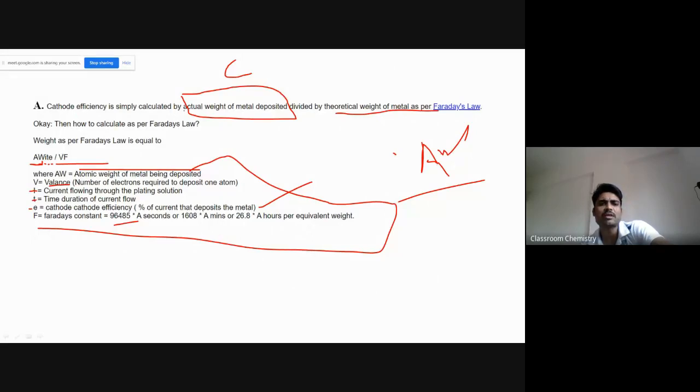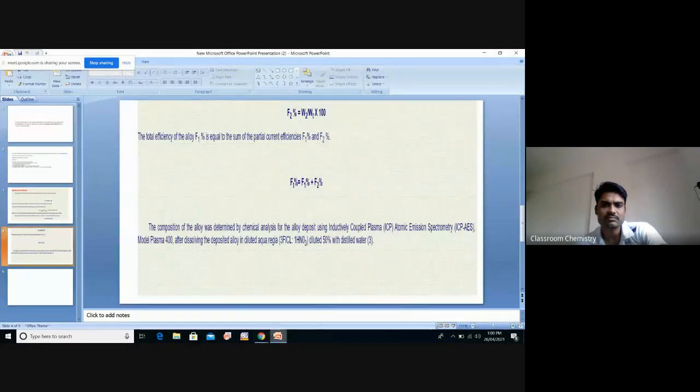Again, see, cathode current efficiency is simply calculated by the actual weight of metal deposited divided by the theoretical weight. And here we have calculated using Faraday's law. How is the theoretical weight calculated? There is a formula: atomic weight into current in ampere into time in second into percentage of current deposit on the metal. These are all the things regarding this. This is regarding cathode current efficiency.